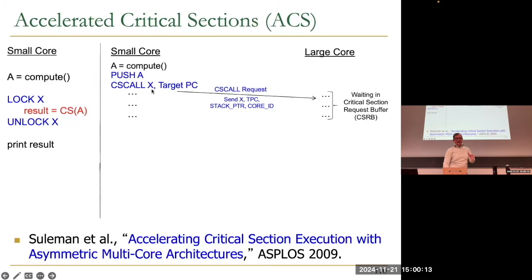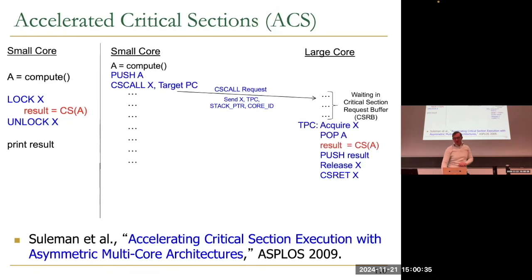You send the X lock, which is the critical section ID, in other words, target PC, the stack pointer, and the core ID. And then this waits in the critical section request buffer in the large core for some time, hopefully not too long. But if your critical sections are contended, actually, it could be too long, right? If you have a lot of contention for your critical sections, everybody can be sending requests to the large core. But at some point, the large core decides, I'm going to execute this critical section. It takes it out of the FIFO queue, and it starts executing, basically, from target PC.